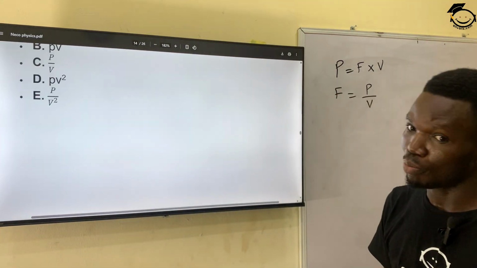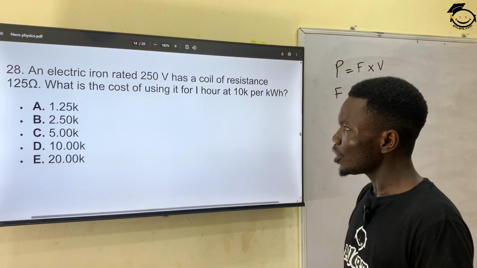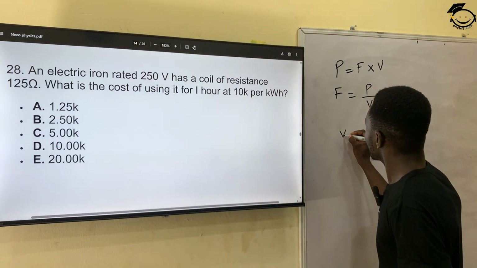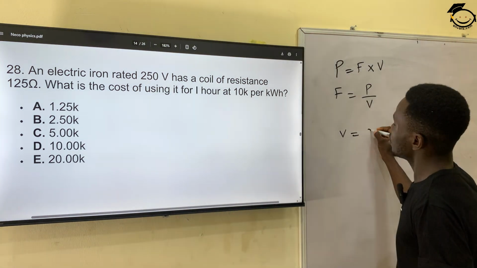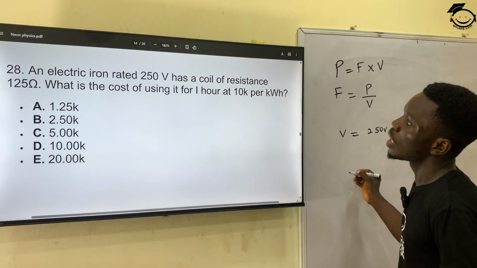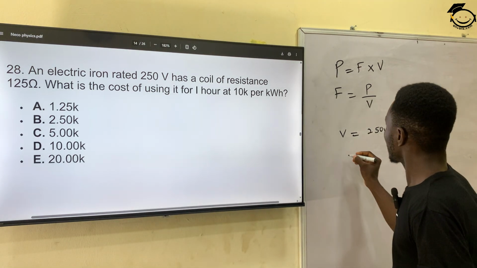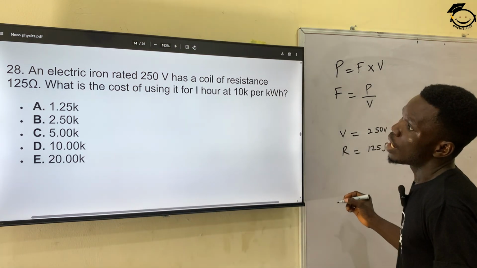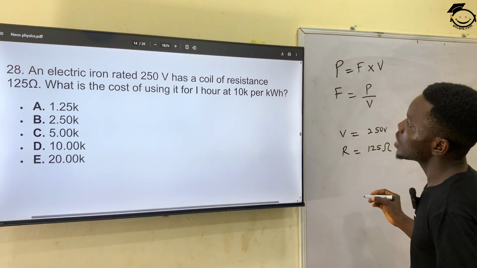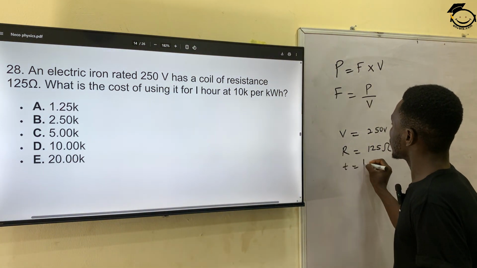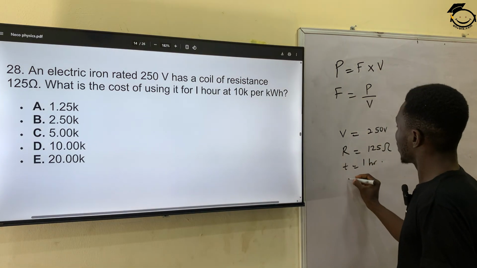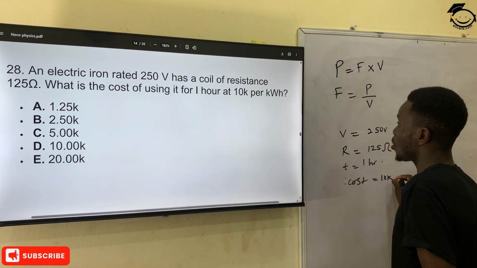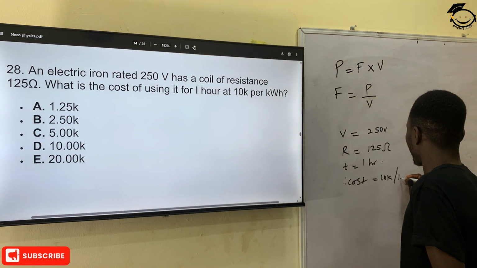So that takes us to question number 27. We say that an electric iron rated 250 volts, so the voltage is 250 volts, has a coil of resistance, so the resistance of the coil is 125 ohms. What is the cost of using it for 1 hour? So the time we are using it is 1 hour at our kilowatt hour. Our cost here is 10 kobo per kilowatt hour.